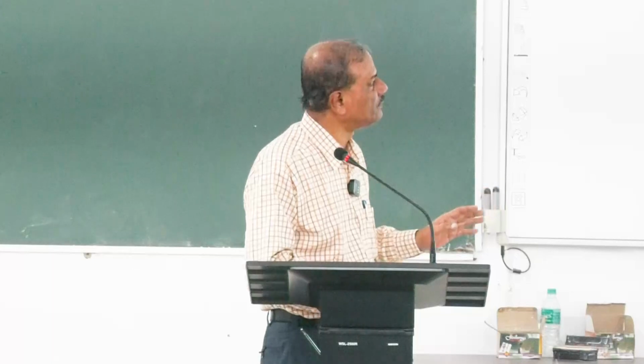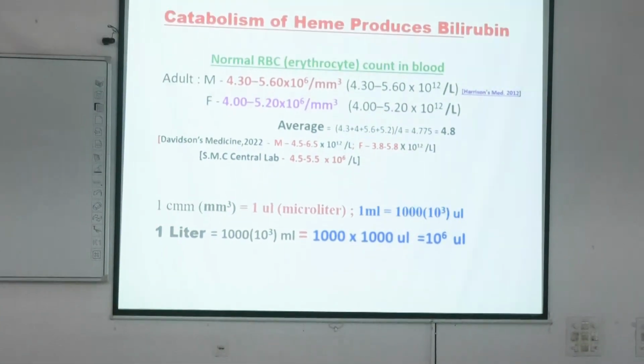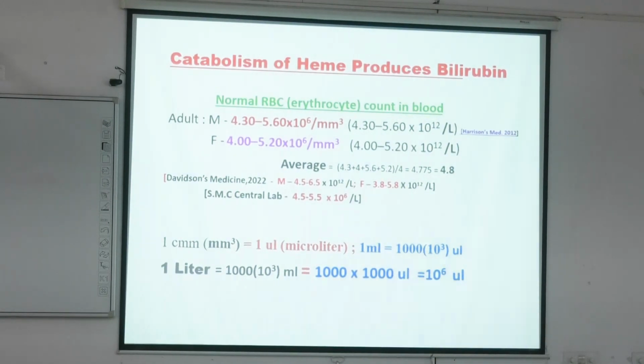So, as I told you, catabolism of heme produces bilirubin. Now, the basic source is RBC. Let us see what is the concentration of RBC in the blood. Adult RBC count is 4.3 to 5.6 into 10 to the power 6 per cubic millimeter. That is how we all express it. If you convert it into liters, it will be like this, 10 to the power 6 also. In females, the figures are almost all lower. So, if we take an average of 4.3 plus 5.6 and 4 plus 5.2, we will get an average RBC count of 4.8. Now, different books give different figures and that really creates confusion and we don't know what the normal figures are.